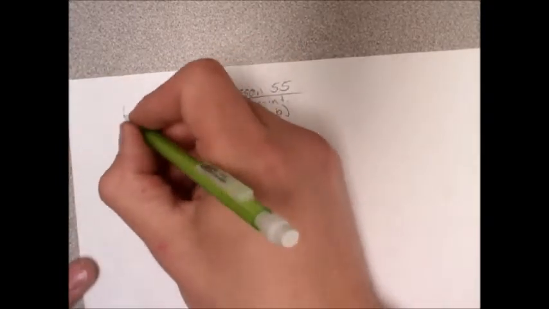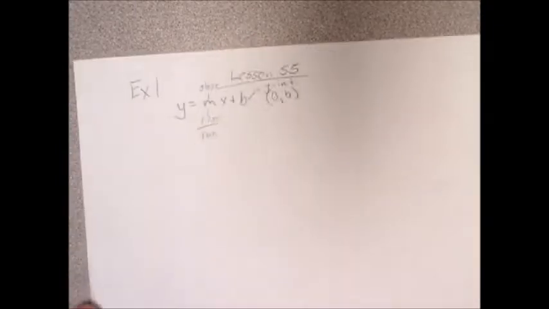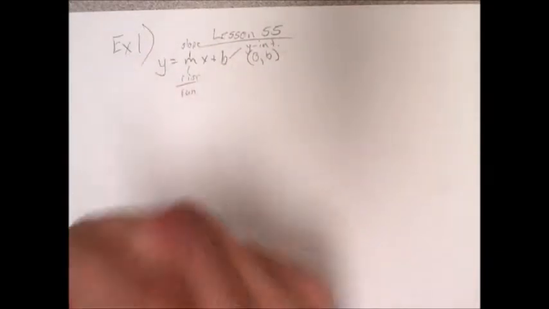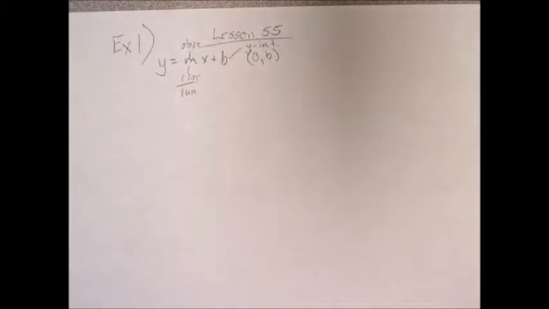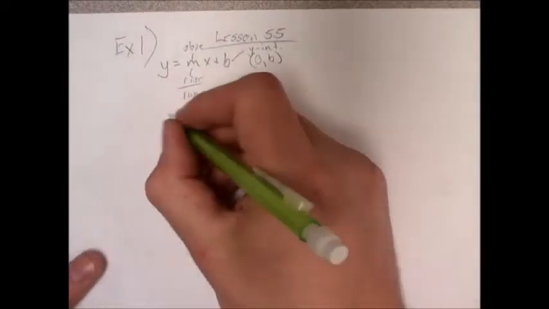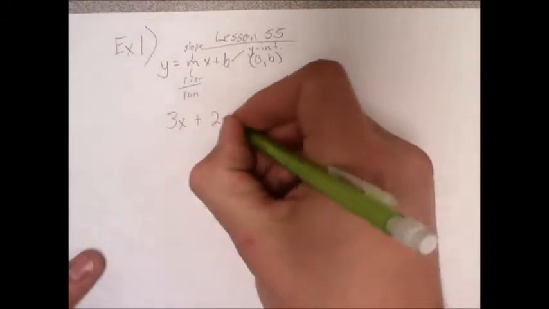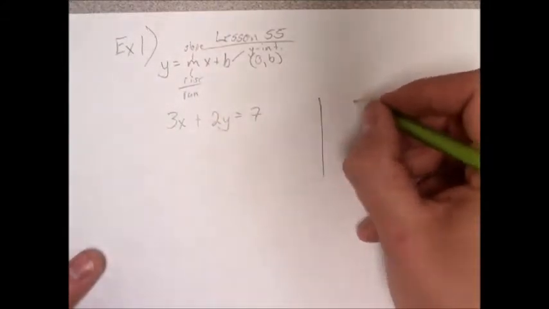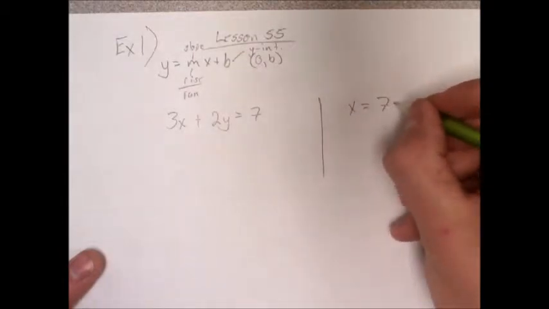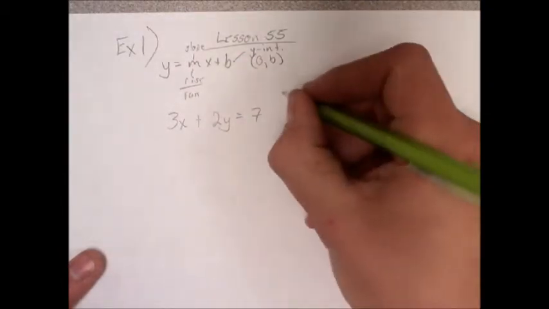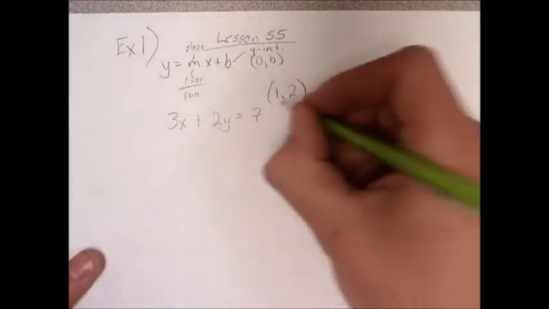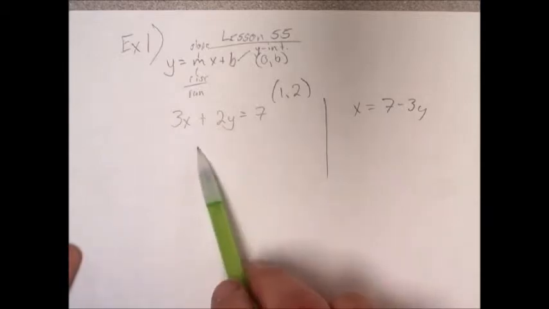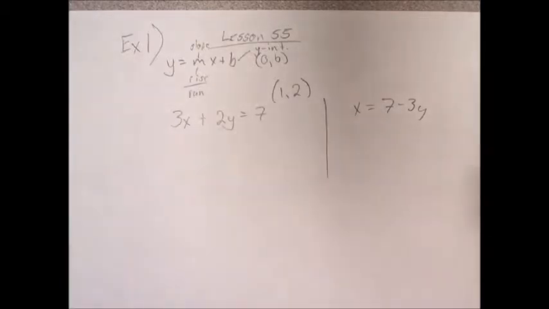So starting with example 1. Example 1 will tell us to tell whether this is a solution for the given system. So they give us two equations, 3x + 2y = 7, and I always write them side by side, separated into columns, and then x = 7 - 3y. And it says, is (1, 2) a solution for the system? If it is a solution for the system, it will be true for both numbers. If it is not true for one of the numbers, then it is not a solution for this system.